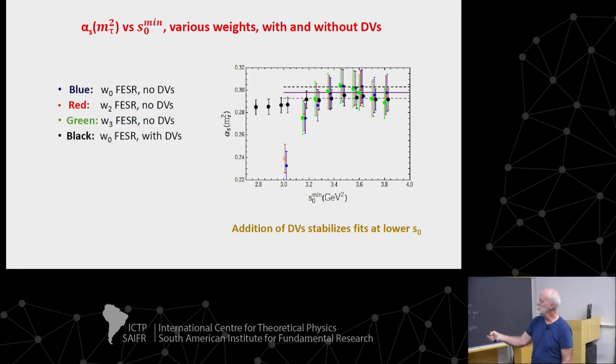Now, when you put in this, albeit not as fully fittable as we would like, version of the isoscalar duality violating contributions, you see that these things all go up and become pretty compatible with what you've got here. Okay, so that's the situation. The addition of the duality violations stabilizes the fits in the lower S naught region, and again emphasizes it's almost certainly not safe to neglect the duality violations at those lower S naughts, even though 3 GeV squared is a lot bigger than lambda QCD squared.